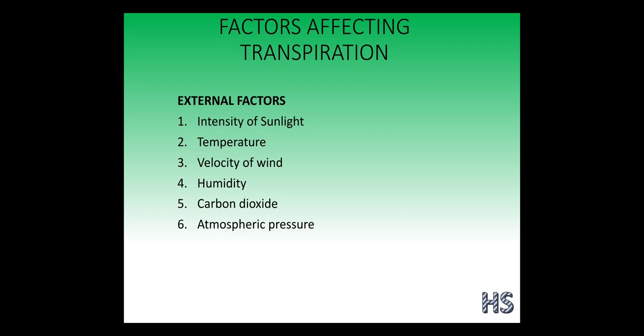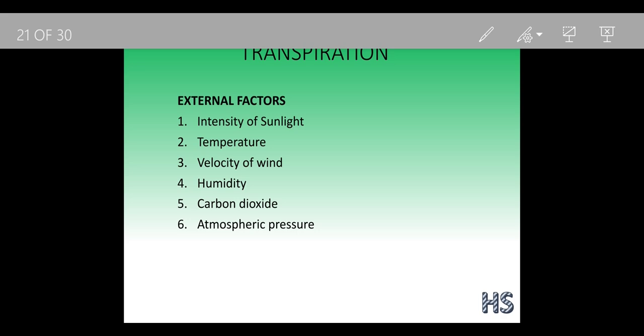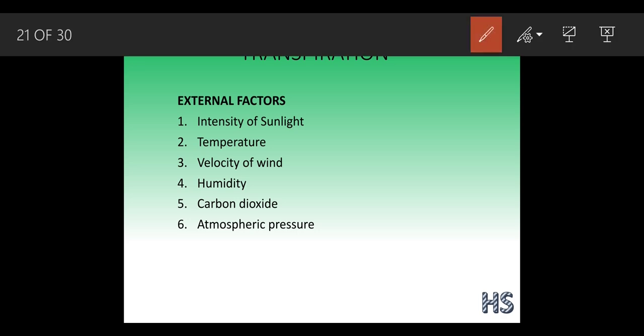Now what factors affect the rate of transpiration? Let's discuss them in detail. First, intensity of light. The more the sunlight, the more the transpiration. The less the sunlight, the less the transpiration. This is quite easy.